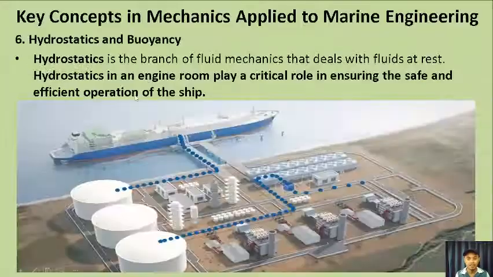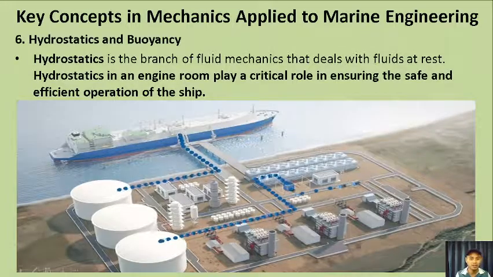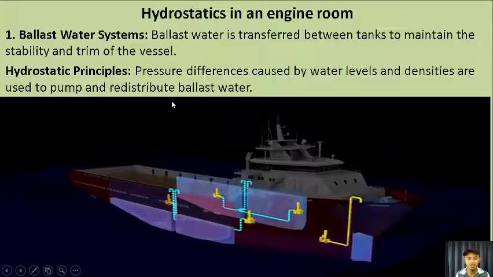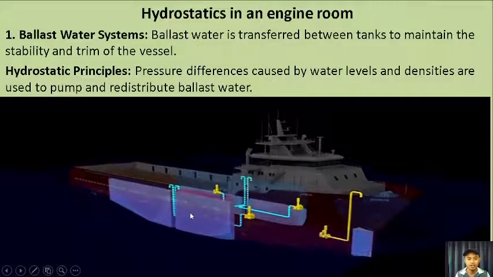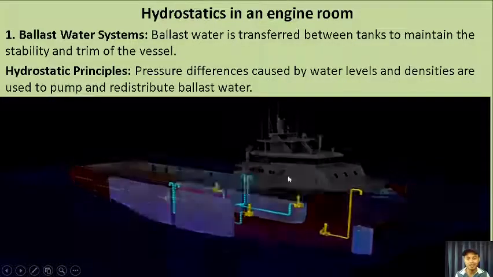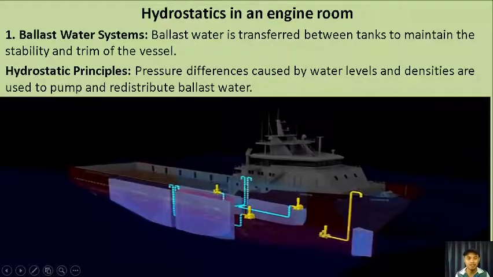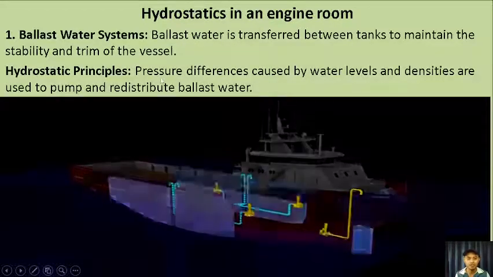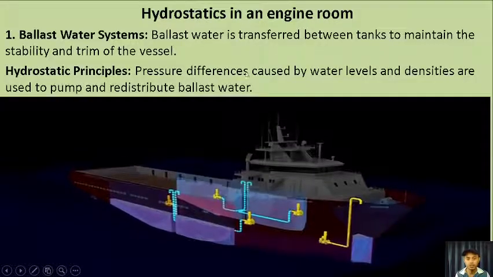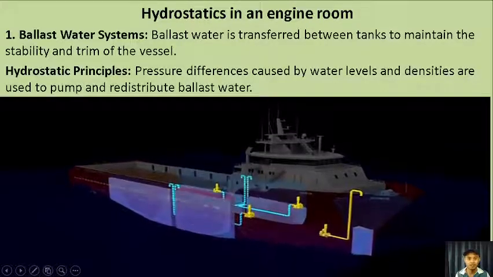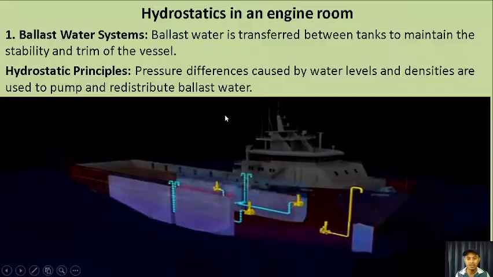So, hydrostatics and buoyancy, ano yung mga example ng hydrostatics and buoyancy? We have the ballast water system. The water inside these tanks is the one that will maintain the stability of our ship. Ballast water is transferred between tanks to maintain the stability and trim of the vessel. Hydrostatic principles, pressure difference caused by water levels and densities are used to pump and redistribute ballast water.